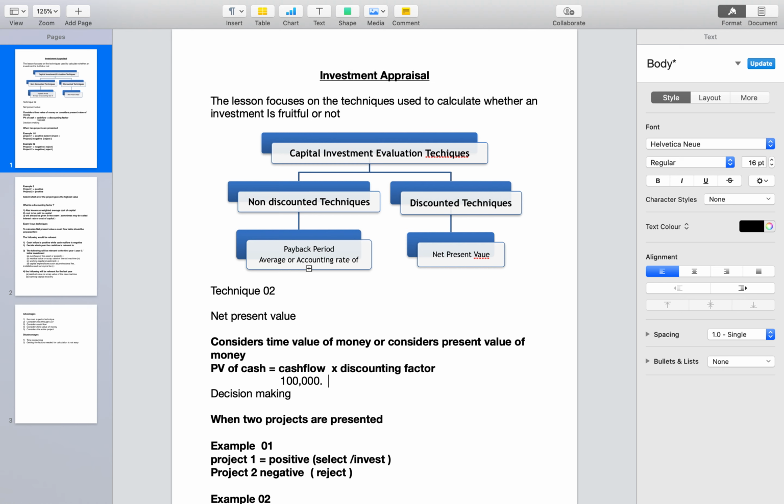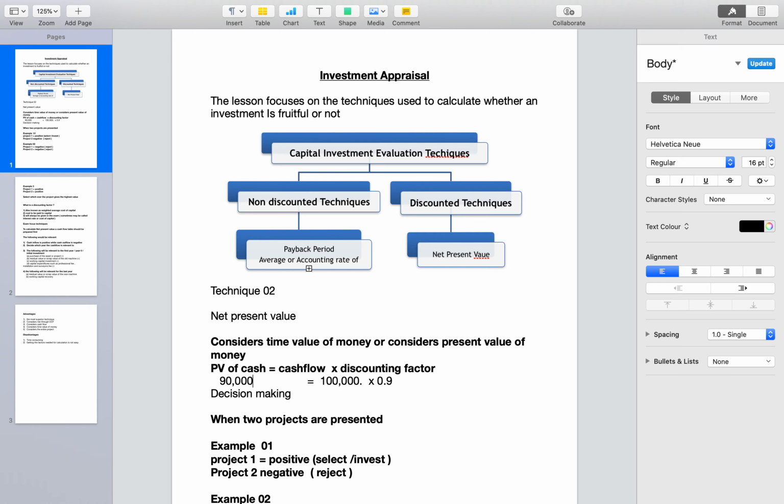In case you want to bring a future cash flow to today's terms, you multiply it by something called a discounting factor. Let's say for example it's 0.9. What is a discounting factor? We'll come back to that a little bit later in this video. Once you multiply, our answer is now going to be 90,000. So this is what this technique actually does.